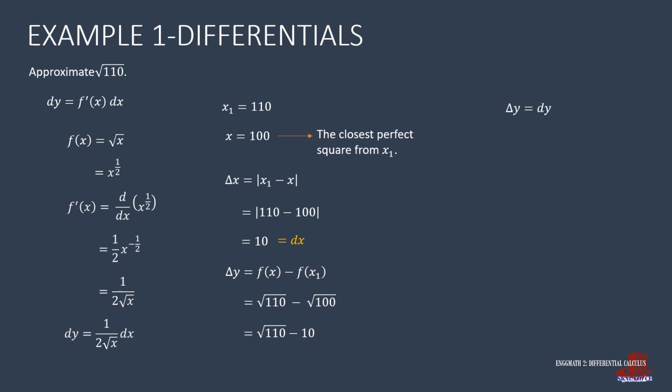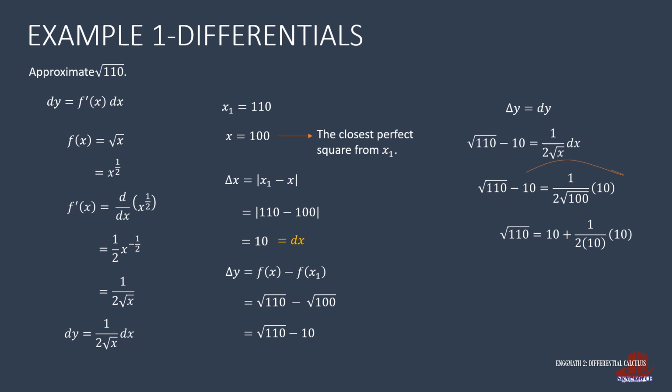Equating delta y with dy, we get the root of 110 minus 10 as equal to 1 over 2 root of x times dx. Plug in x and dx, then transpose 10 to the other side to have the root of 110 as equal to 10 plus 1 over 2 times 10, multiplied by 10. This then gives the approximate value of the root of 110 as 10.5. Again, the exact root of 110 is 10.4881.